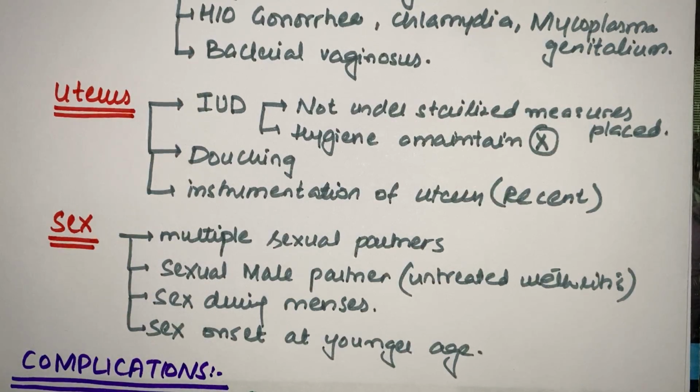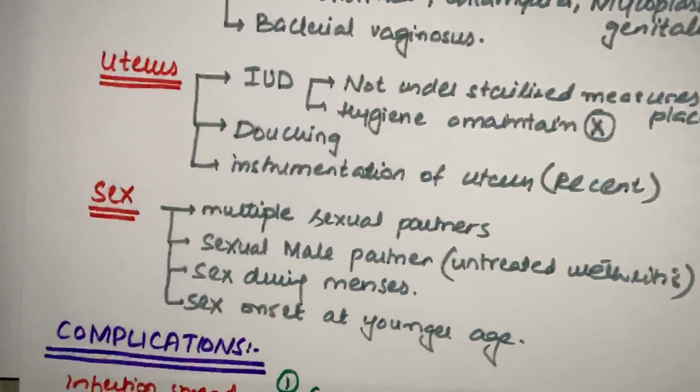Okay, from the sex, now since it's a sexually transmitted disease, what factors will be associated with sex? If she has multiple sexual partners, or if her male partner, with whom she's having sex, has untreated urethritis, then the disease can spread. Plus if she's having sex during menses, then it can cause it, because we know during menses our genital defenses are reduced or as such absent. Then another cause is sex onset at a younger age. So these are all the predisposing factors or the risk factors.